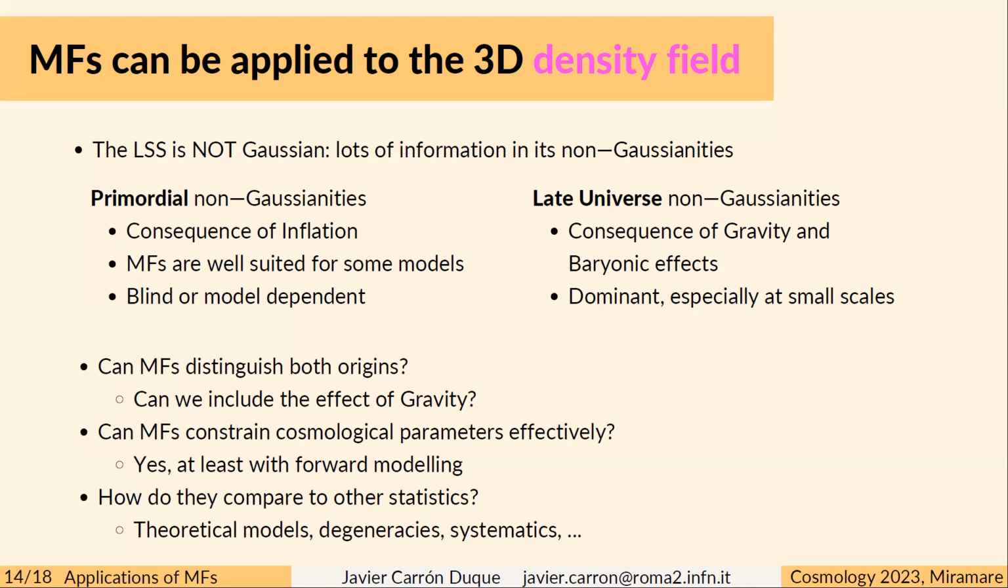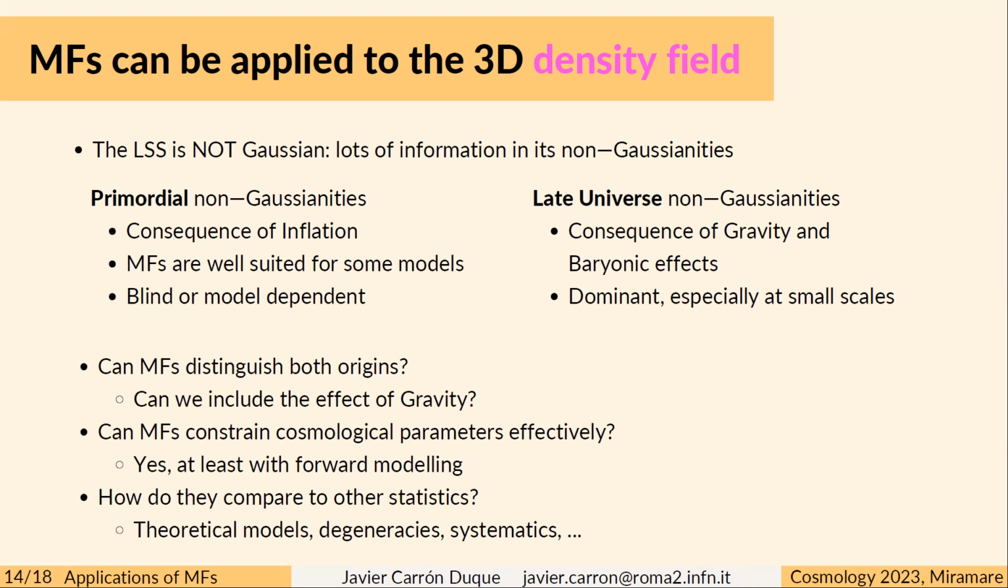For example, can Minkowski functionals help distinguish both? Can we include the effect of nonlinear gravity in the theoretical predictions, like it can be done in the power spectrum? Can we use Minkowski functionals to constrain cosmological parameters? With simulations, we can. Can we do something more effective, more efficient? And of course, how do they compare to other statistics? Are they better for certain theoretical models? Do they present different degeneracies? Are they more robust to these different systematics?